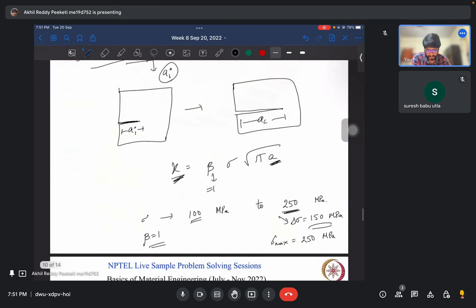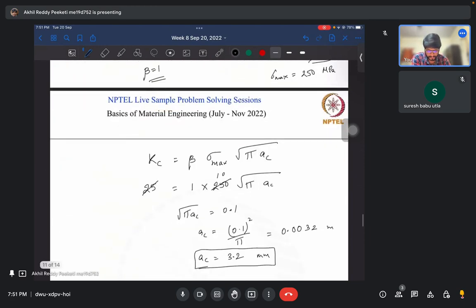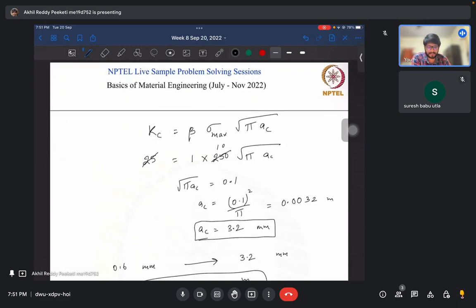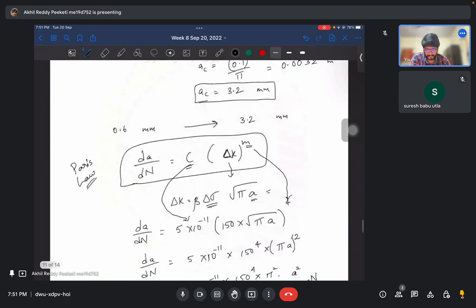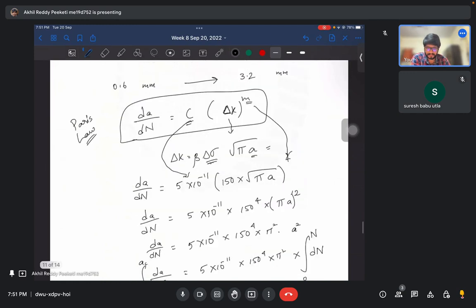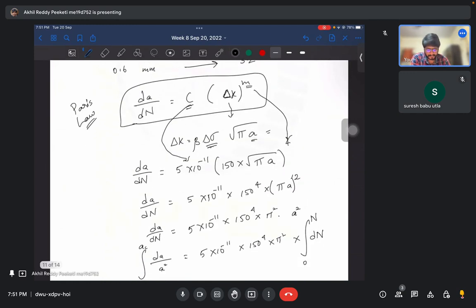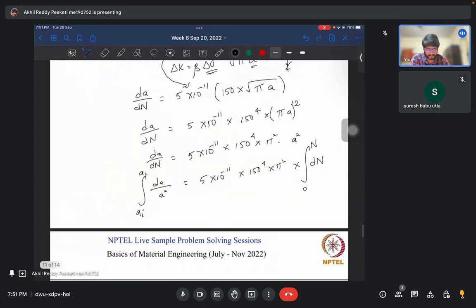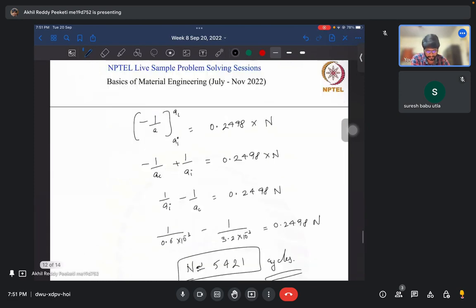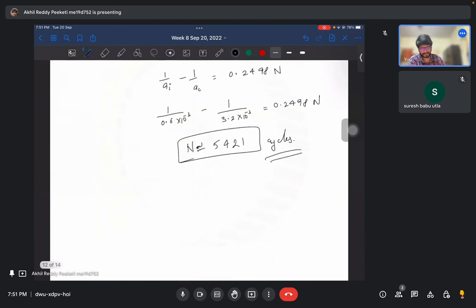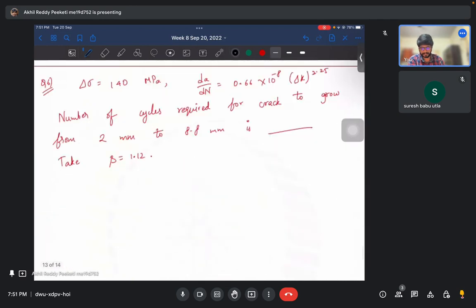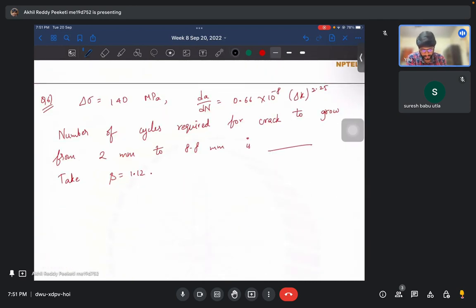So first you need to find the final crack length. If you are already given the final crack length, then it's easy. Then you need to use this Paris law and substitute this. You will get this equation, the rate of change of crack with respect to the cycles, in terms of the crack length itself. Then if you do further integration and some manipulations, you can easily estimate the number of cycles you need. Okay. Next we have one more question.